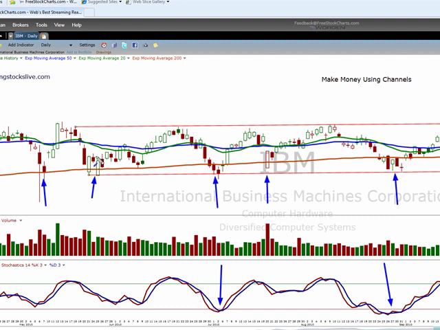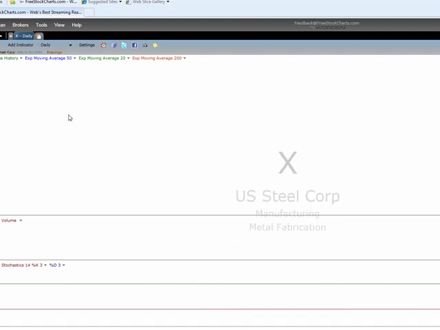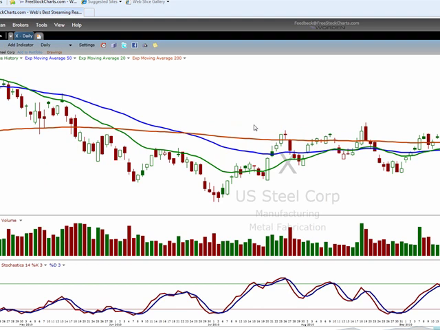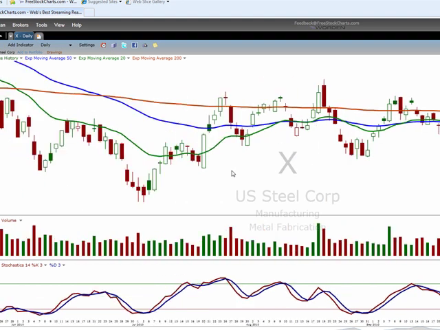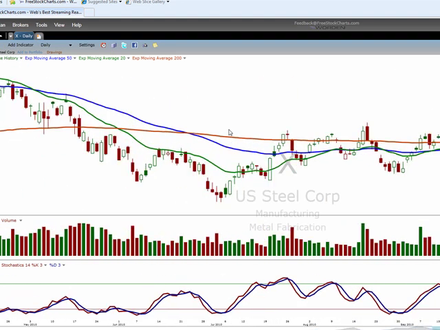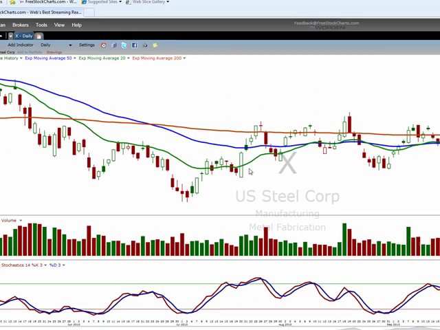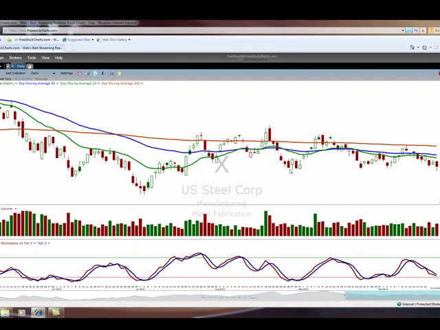Now, oftentimes stocks will trade in what are known as channels. Let's look at another stock. Let's take a look at X, U.S. Steel. Are you able to identify? If you look closely, you can identify the channel in U.S. Steel also. We see lows that are coming in right around this area.